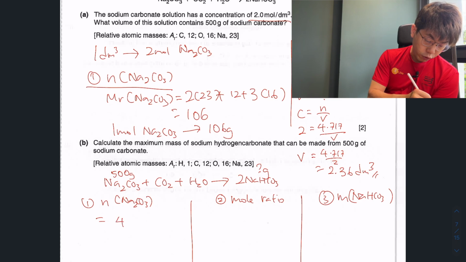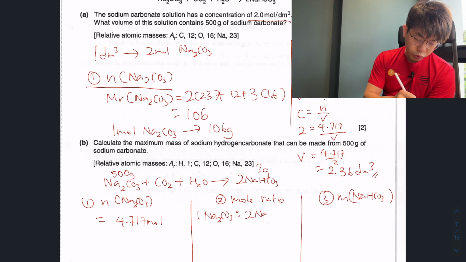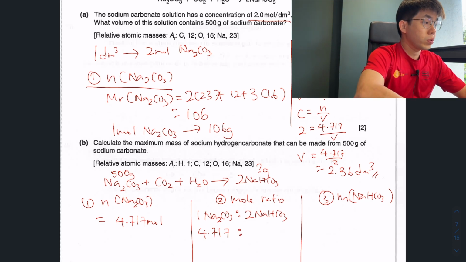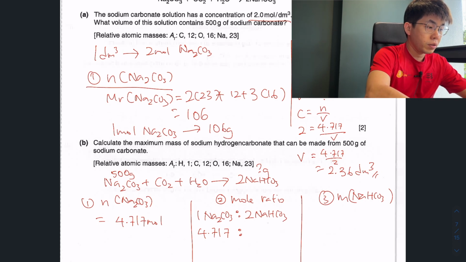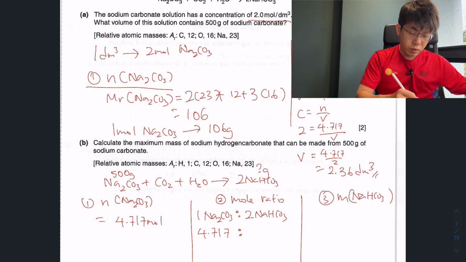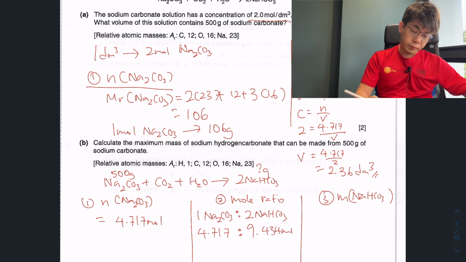That is equal to 4.717 moles. Then the mole ratio is sodium carbonate 1 is to 2 sodium hydrogen carbonate. So 4.717 is to 4.717 times 2, which would be 9.434 moles.